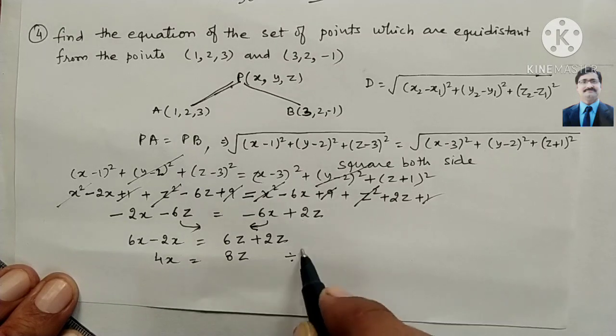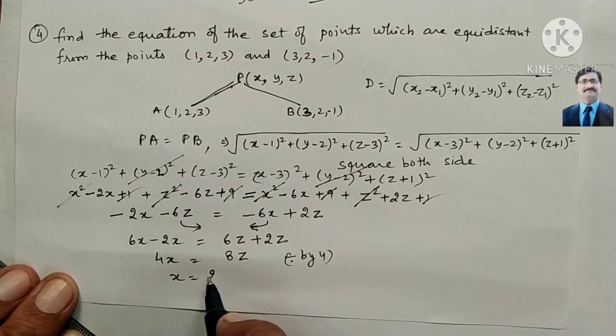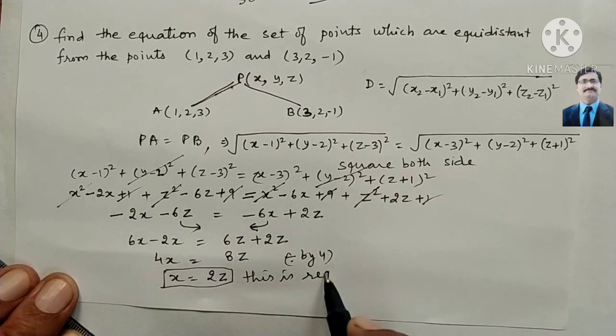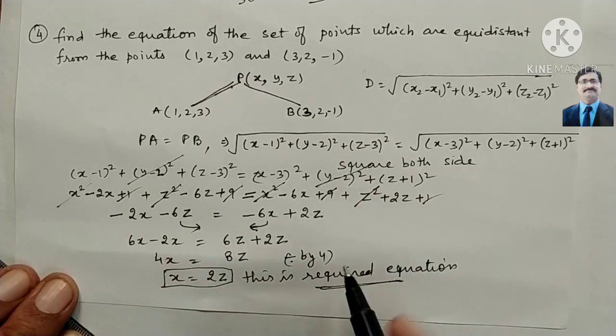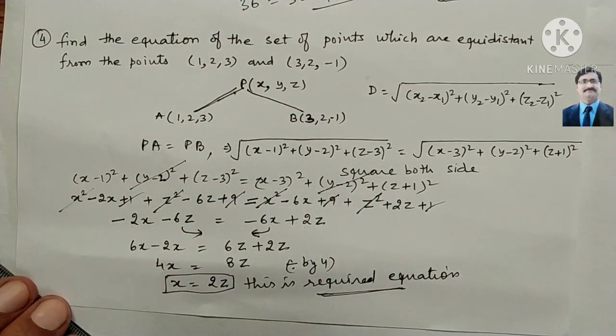Both sides divide by 4. We divide by 4, we get x equal to 2z, and this is the equation. This is the required equation. Do you all understand? So we have to find the equation of the set of points. So this is the equation of the set of points we get here.